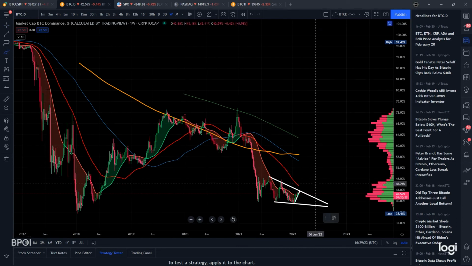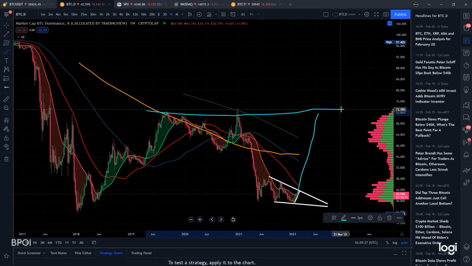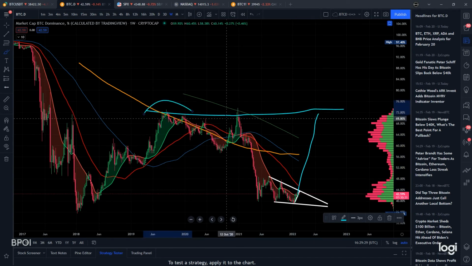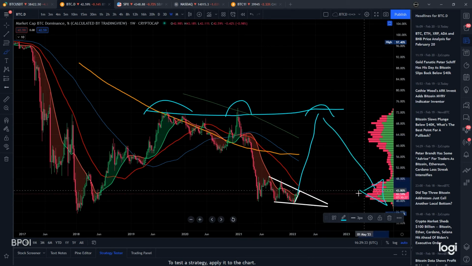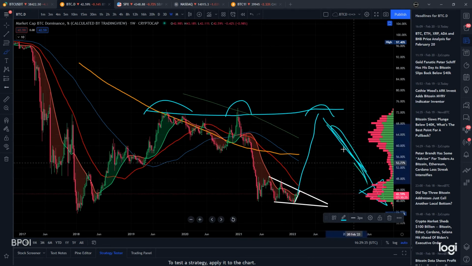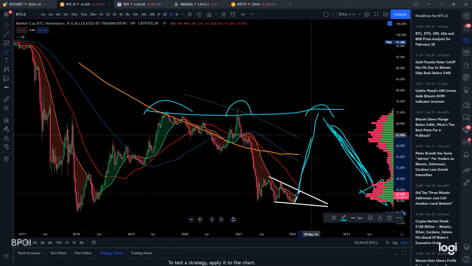The ideal scenario for us is a quick move up to this sort of level. Then we're essentially seeing a triple top, and then a move back down here, and then this is your altcoin season. Whilst all this is going on, if we could see Bitcoin dominance move up, not that it's likely to happen, this would be great for an altcoin season.